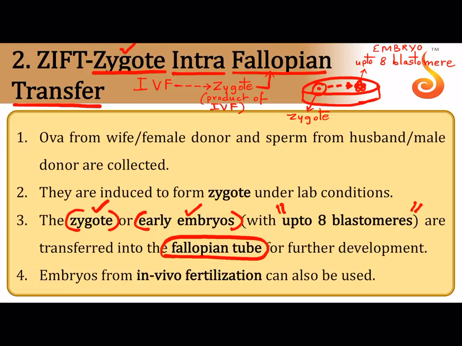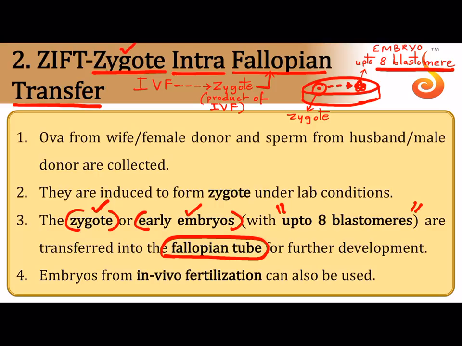Did you understand? So this is a continuation of in vitro fertilization. What is the product of in vitro fertilization? Zygote. What do you do to the zygote? You take the zygote or you allow it to develop into an embryo up to 8 blastomeres. Where are they transferred? They are transferred into the fallopian tube of the female. Because it is transferred into the fallopian tube, what is this technology called? Zygote intrafallopian transfer. Did you understand very clearly?